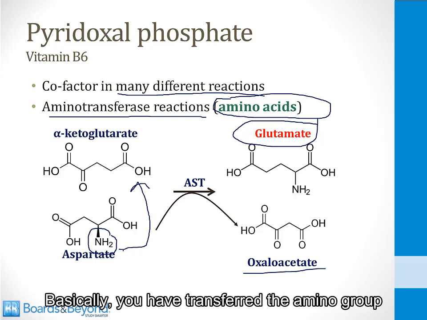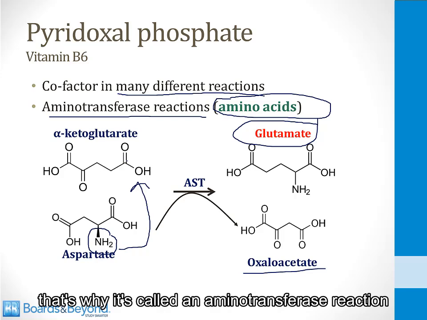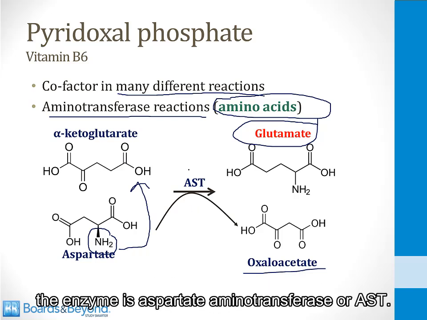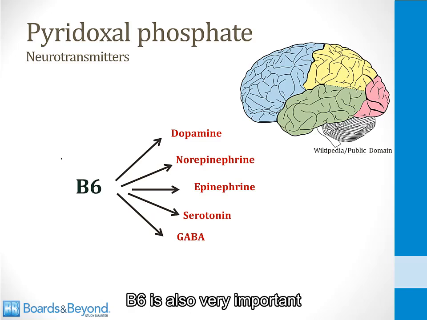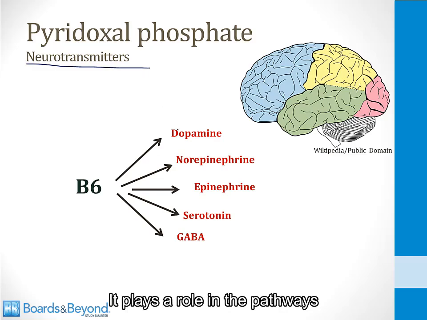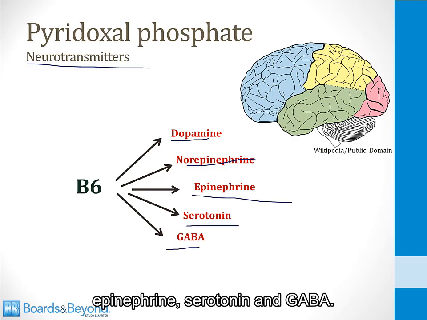Basically, you have transferred the amino group from aspartate to alpha-ketoglutarate. That's why it's called an aminotransferase reaction. And these are all catalyzed by the aminotransferase enzymes. In this case, the enzyme is aspartate aminotransferase, or AST. B6 is also very important in the synthesis of neurotransmitters. It plays a role in the pathways for synthesizing dopamine, norepinephrine, epinephrine, serotonin, and GABA.